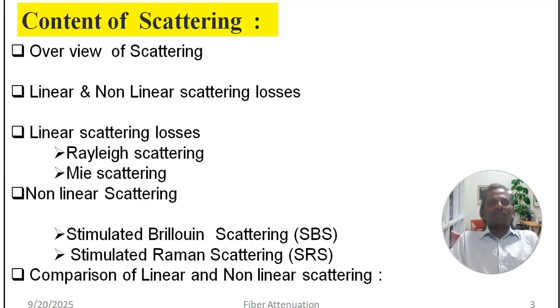The content of this session: I will be taking the overview of scattering, then types of scattering, linear and non-linear scattering. Linear scattering has two types, one is Rayleigh scattering, another is Mie scattering. The next type is non-linear scattering, in which we have stimulated Brillouin scattering, which you call SBS, and stimulated Raman scattering, which you call SRS. Then, comparison of linear and non-linear scatterings. So, we will go to the content.